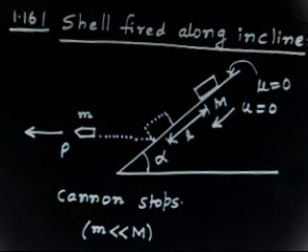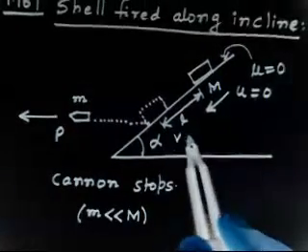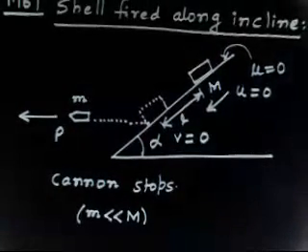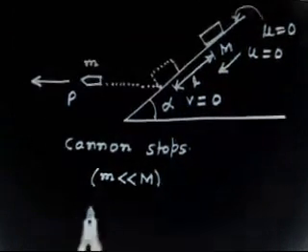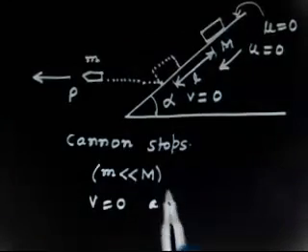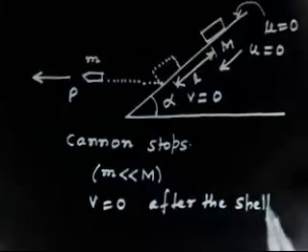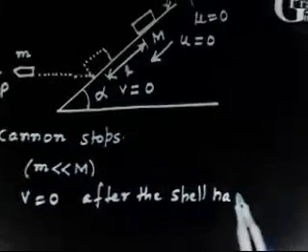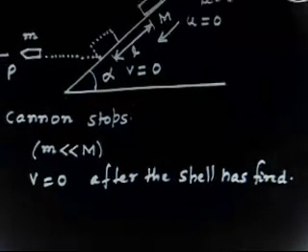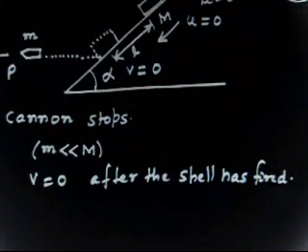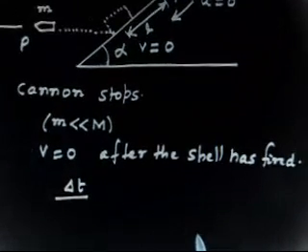As a consequence, the cannon stops. So now the cannon stops here. So the velocity of the cannon here is again 0. Before the shot this velocity was not 0, so this velocity is 0 after the shot is fired, or you can say after the shell has fired. Determine the duration of the shot. So we have to find the time interval for which the shot has been fired.